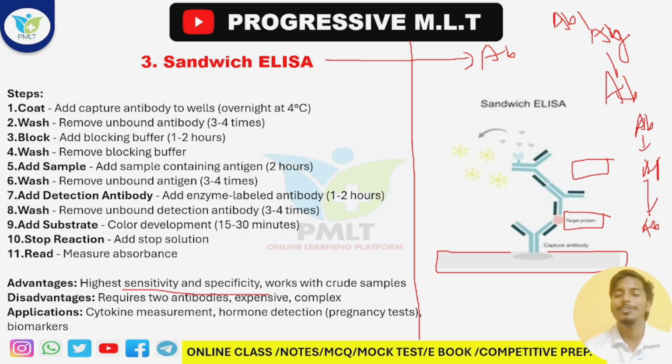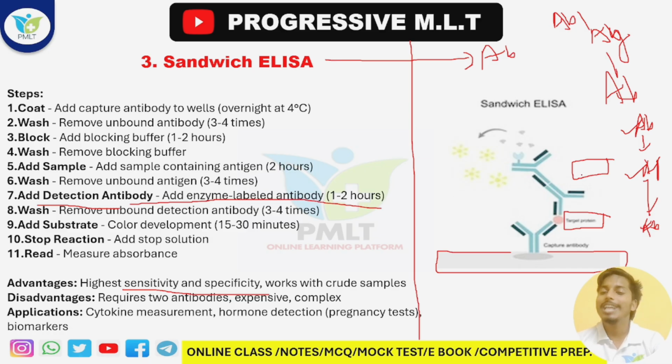See, AB is coated. After that, AG, or the sample, you are giving. After that, AB you are giving. Got it? So it basically looks like a sandwich, so we are saying sandwich ELISA. Okay, and there is a simple step, the same as the other types. See here, the steps are almost the same. Here is the difference: add the detection antibody, the enzyme-labeled antibody.